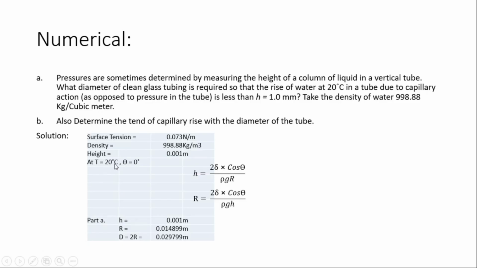Okay, and we know that the angle is 0 for water at 20 degrees centigrade. We use this relation, in which we have to determine the radius. So we will rearrange it in that manner, and we will put all these values in the formula. So we will get this result that the R value is like this. But we are dealing with the diameter, so we just need to multiply the value of the radius by 2.